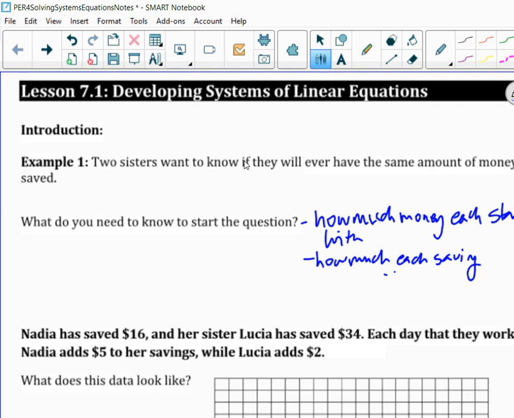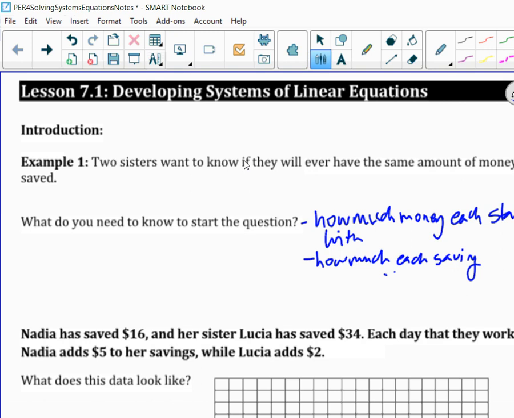Okay, so here's the information you need. Nadia has saved $16. Her sister has saved $34. Each day that they work, Nadia adds $5 to her savings, while Lucia adds $2. So how would we figure out if they would ever have the same amount?